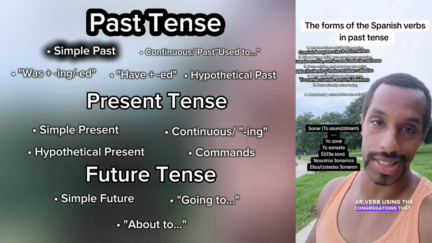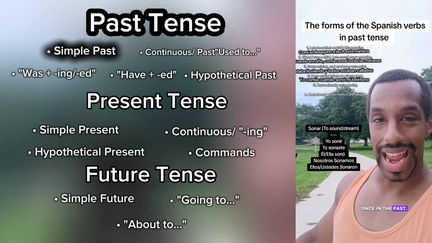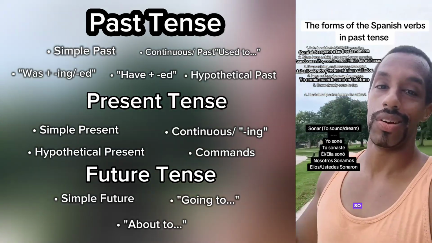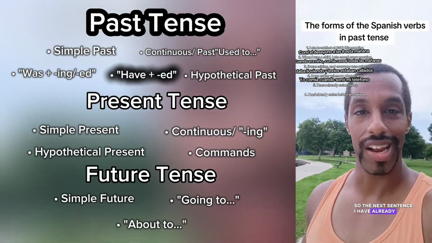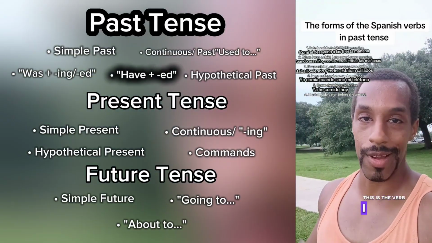Using the conjugations that I said that you use for AR verbs when you're just talking about stuff that happened once in the past: él, ella, sonó. So in the next sentence, I have already eaten. Ya he comido hoy. So this is the verb haber I was telling y'all about.